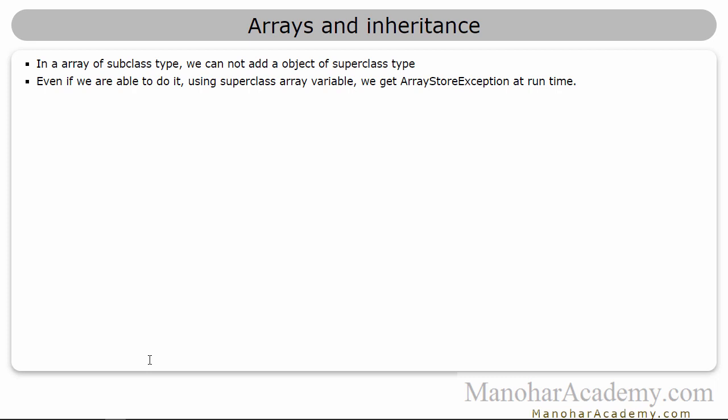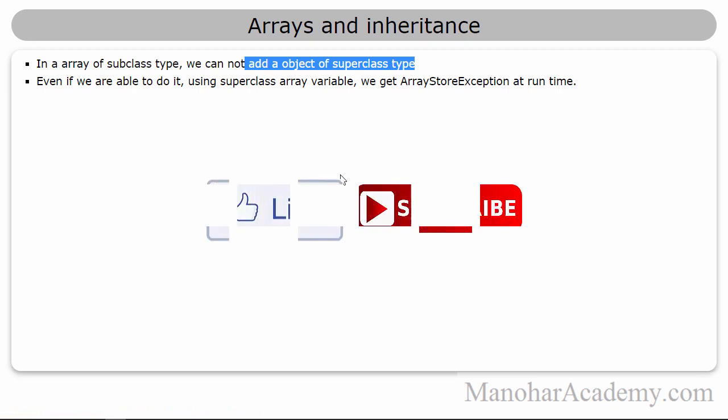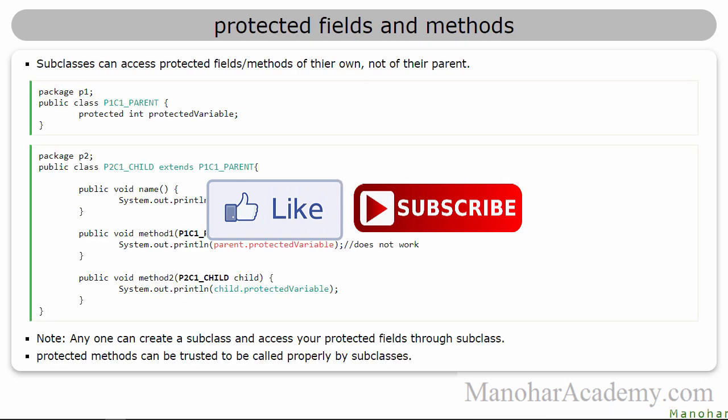Also, at the end, we have learned about arrays and how they deal with inheritance. In an array of a subclass type, you cannot add objects of the superclass type. For example, if you have an array of students, you cannot add a person object inside it, because that person object may be referring to an employee object, not a student object. If you are able to do that by using a superclass array variable, then at runtime we are going to get an ArrayStoreException. That is all about the inheritance concept and the inheritance module.